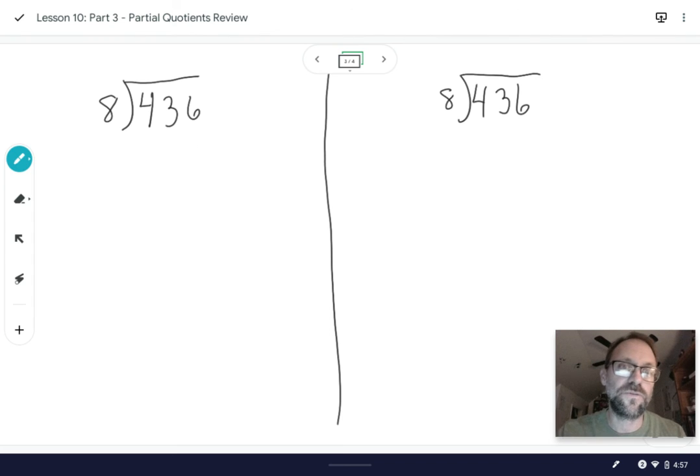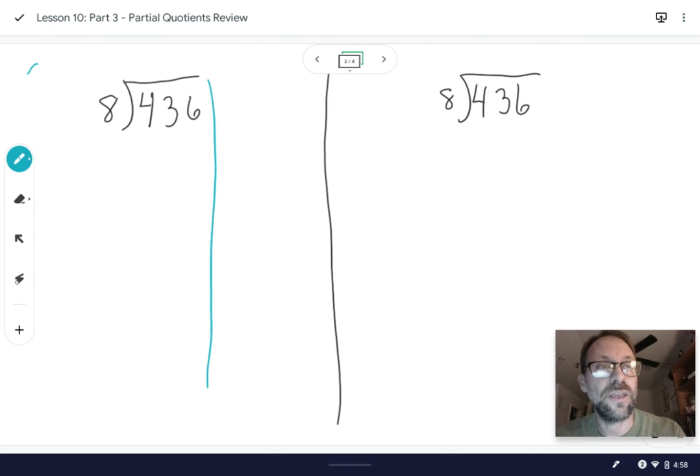All right, so let's do 436 divided by 8. One way to do it is to say, well, how many groups of 8 could I make? Could I make 10 groups of 8? That would be, let's see here, 10 times 8, that would be 80. That's pretty close. Maybe I could do 20 groups of 8, and maybe that's 160.